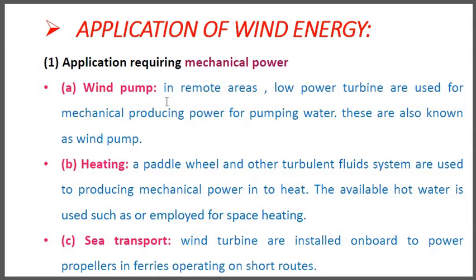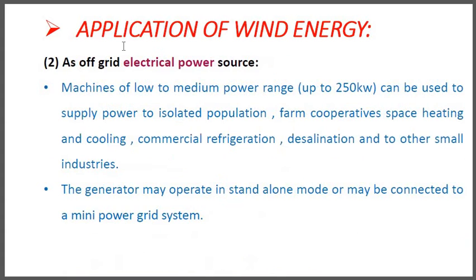Now sea transport. Wind turbines are installed on board to power propellers in ferries operating on short routes. So for small route transportation in sea, we can use wind turbines installed on board to power the propellers in the ferries for the short routes. So these are the mechanical power generation applications using wind power.